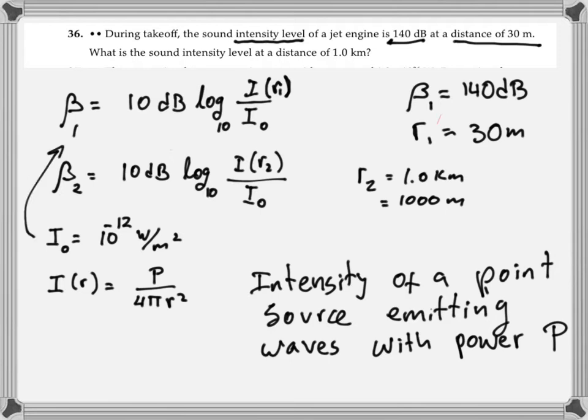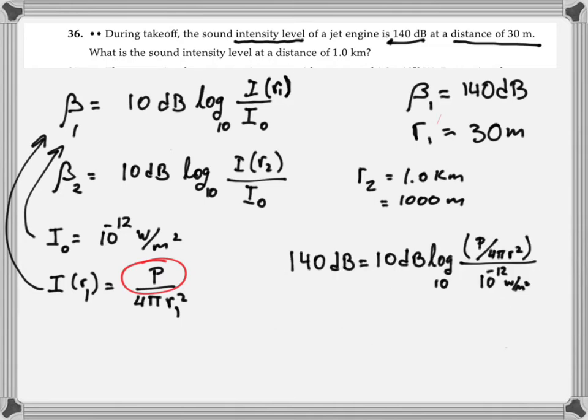Having an equation for intensity as a function of distance, we can plug in the threshold intensity in the equation for beta 1, and the intensity formula evaluated at the distance R1, with beta 1 equal to 140. After these replacements, the only unknown is the power of the jet engine, so we can solve for that power. The equation says 140 decibels equals 10 decibels log base 10 of power divided by 4 pi r squared, divided by 10 to the minus 12.